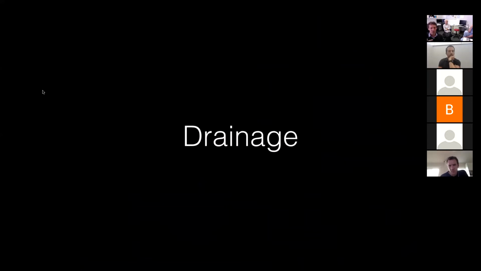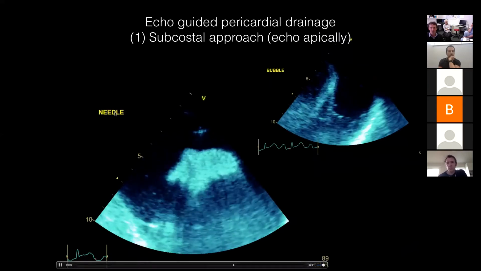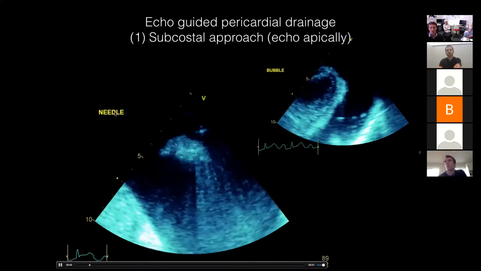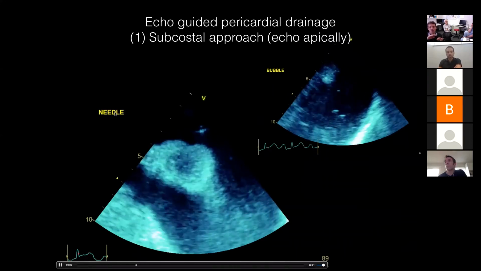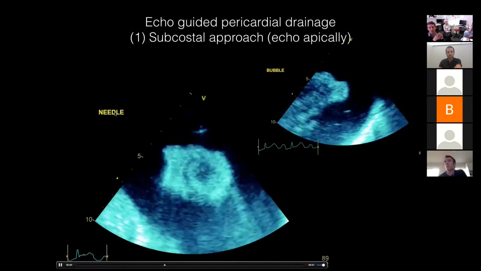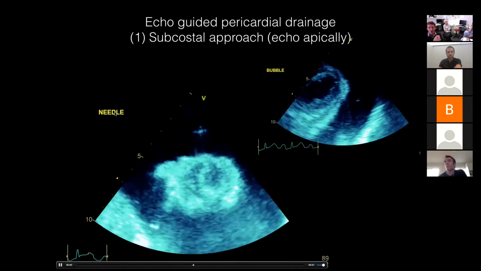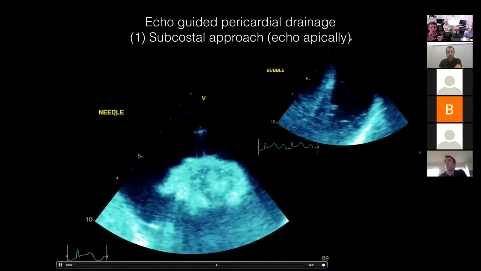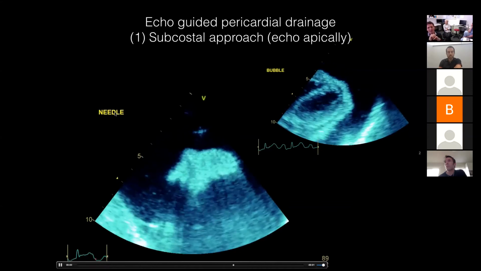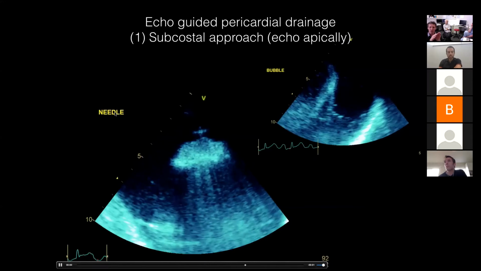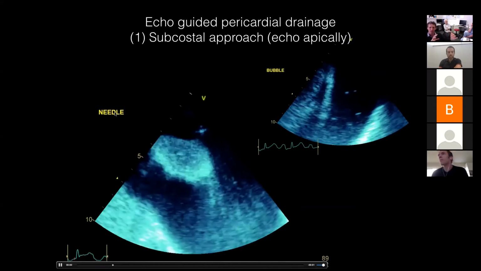In terms of drainage, I'll just talk briefly about it, and maybe it's a sort of talk in itself. I use echo to guide how we do this procedure. So I use echo to help me figure out where to stick the probe. I don't use real-time guidance. I use the echo probe to help me find my plane where I'm pointing away from the left ventricle, so pointing towards the right ventricle, and sometimes off axis so that I've got the biggest distance possible.